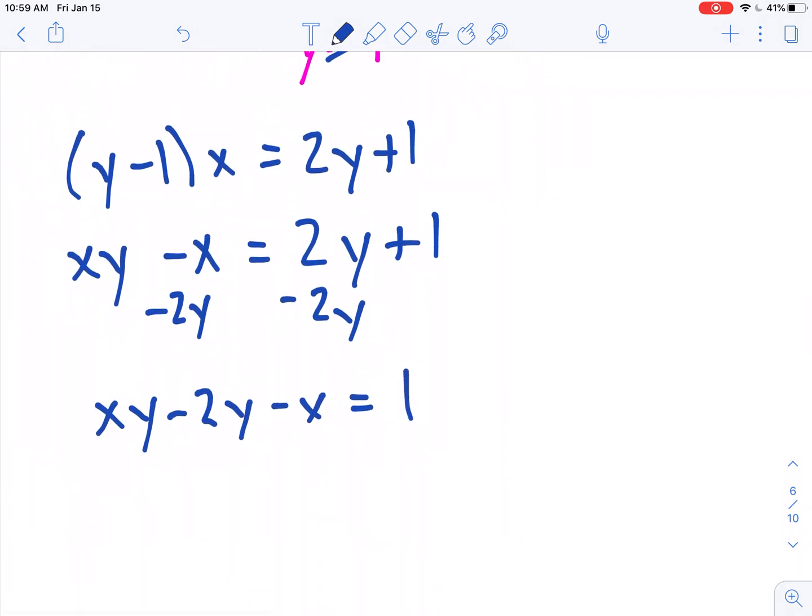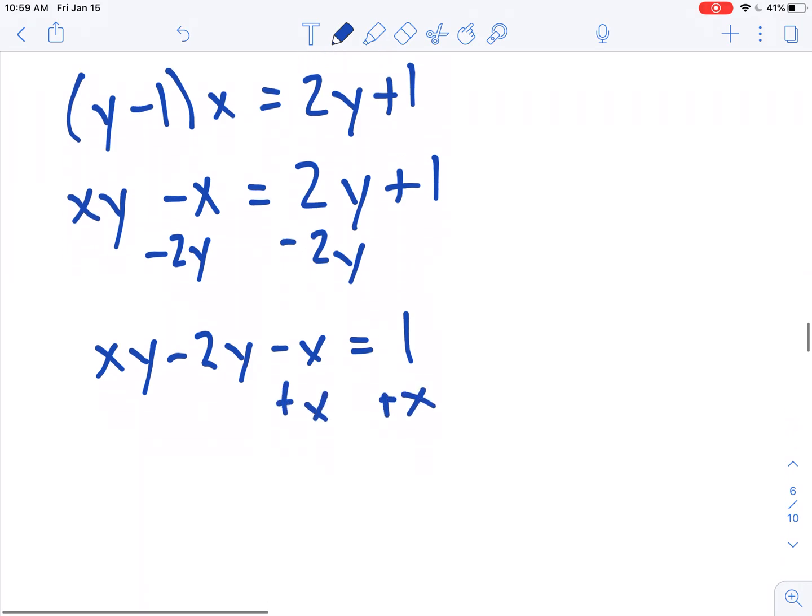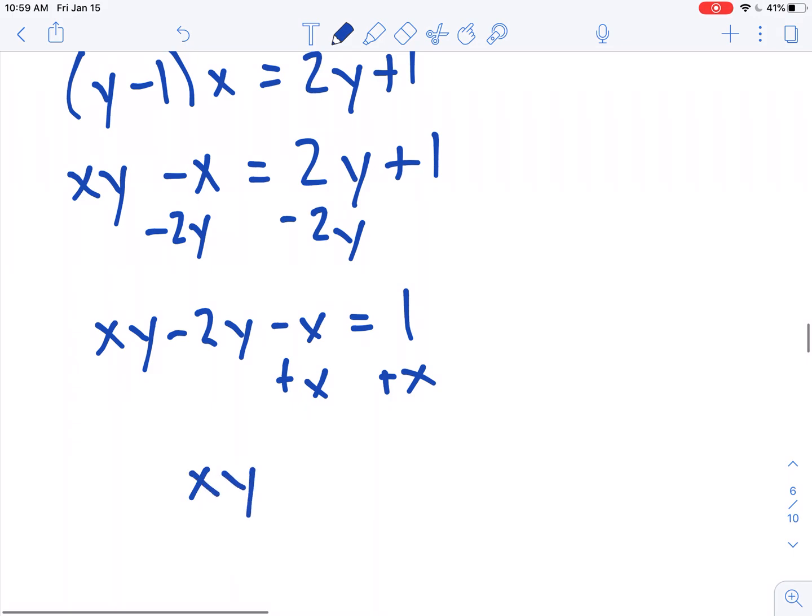I can't combine these, they're not like terms, but what I can do is add x to this other side. And once I'm here, now I have xy minus 2y is equal to 1 plus x. Okay, I still can't get y by itself. These aren't like terms, I can't just combine them. But what I do see is that I've got y in two terms.